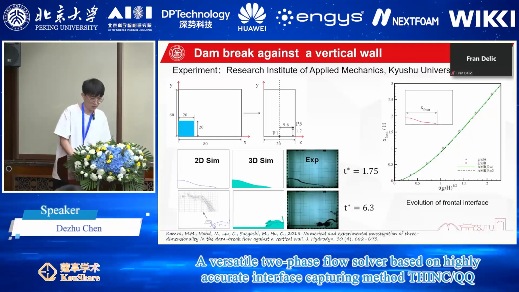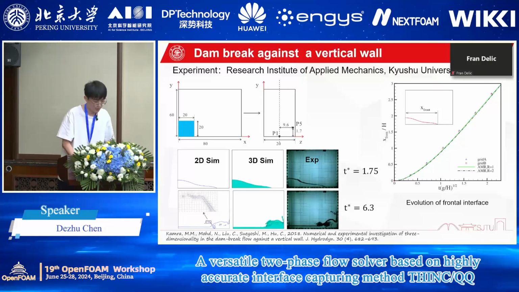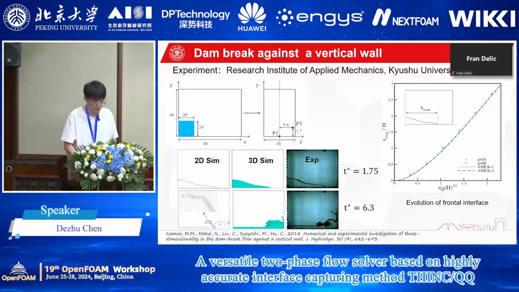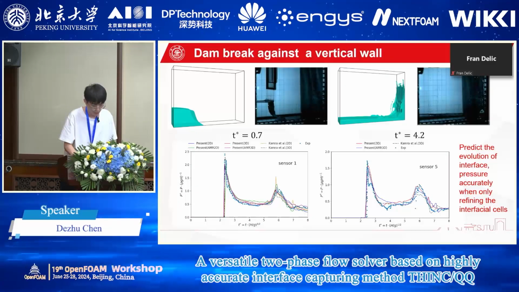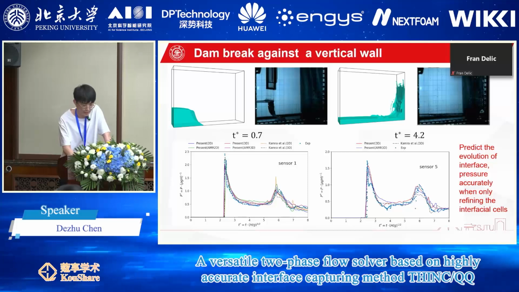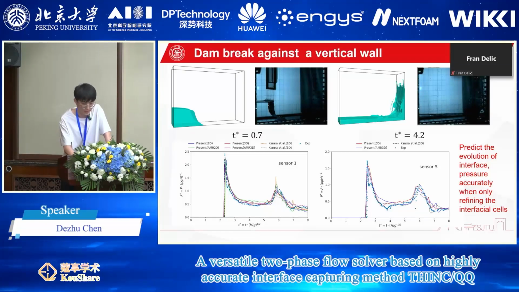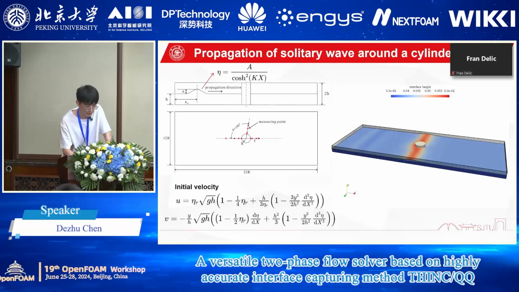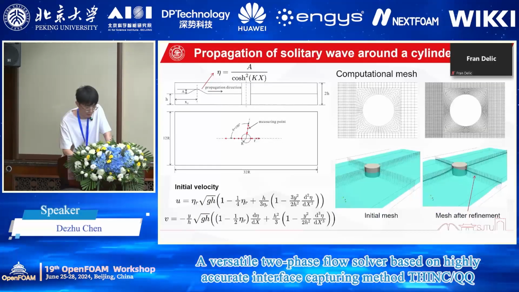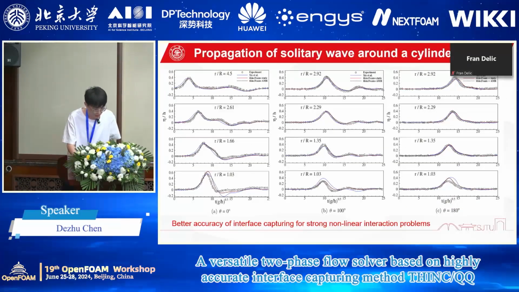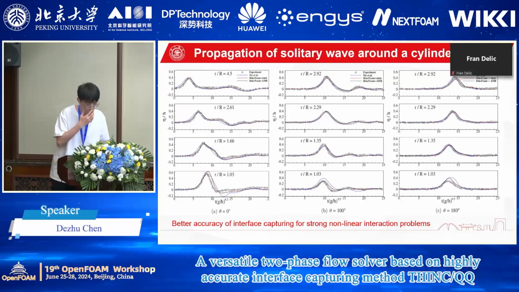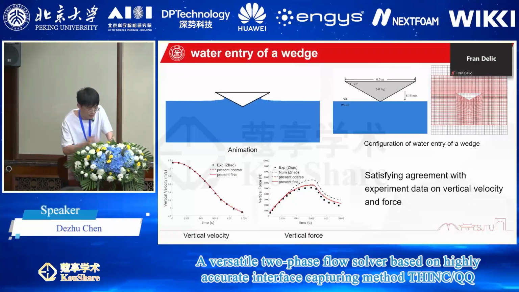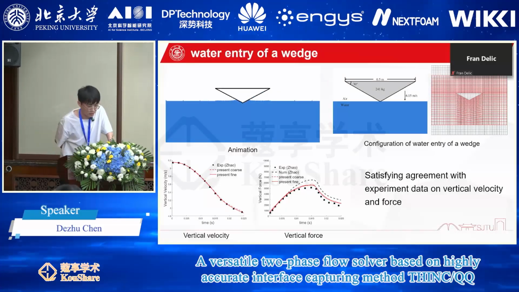Next is a dam break against a vertical wall. We conducted this case in 2D and 3D, with AMR and static mesh. We can see our solver can predict the evolution of the interface and pressure accurately when only refining the interfacial cells. This is another 3D numerical result. Similarly, we can see for strongly nonlinear interaction problems, better accuracy of interface capturing is obtained.